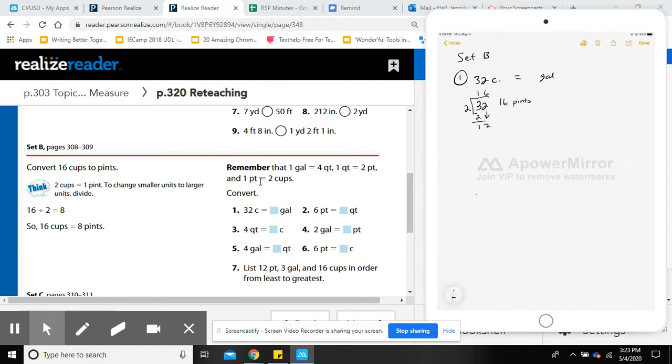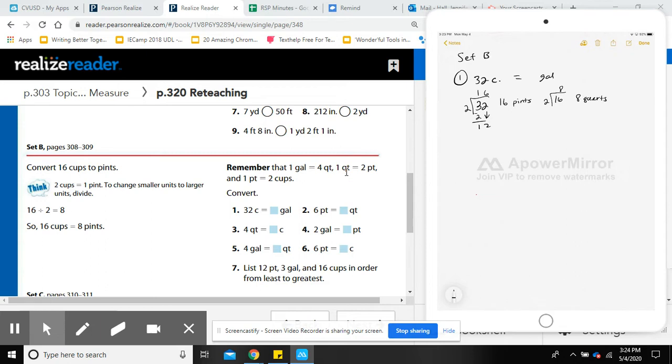Okay, so 16 pints are the same as 32 cups. Now I need to take those pints, and I see here that 2 pints is equal to 1 quart. So I can take those 16 pints and divide it by 2 again to see how many quarts that is. I get 8, so that's 8 quarts.